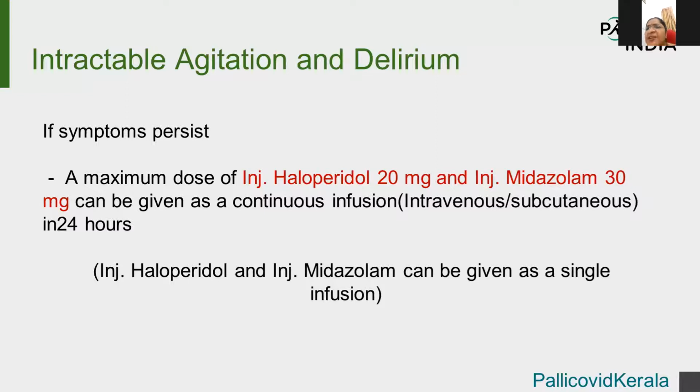Injection midazolam, we have written 30 milligrams, but we can go up to 60 milligrams if we are used to prescribing that dose. They can be given as a continuous infusion in 24 hours. Remember, we can combine this infusion in a single syringe driver, and it can be given. So these are compatible medications.